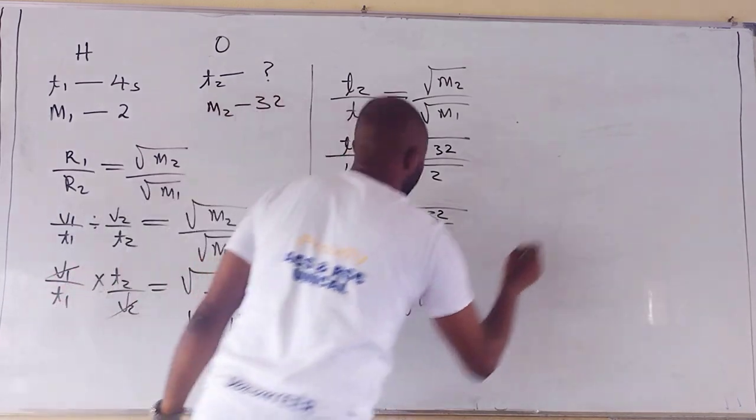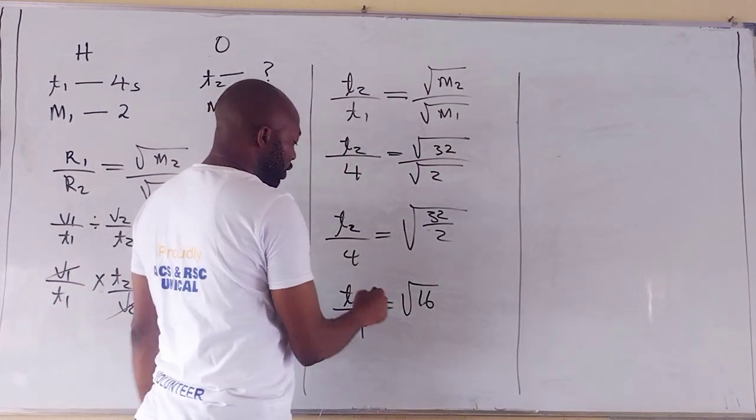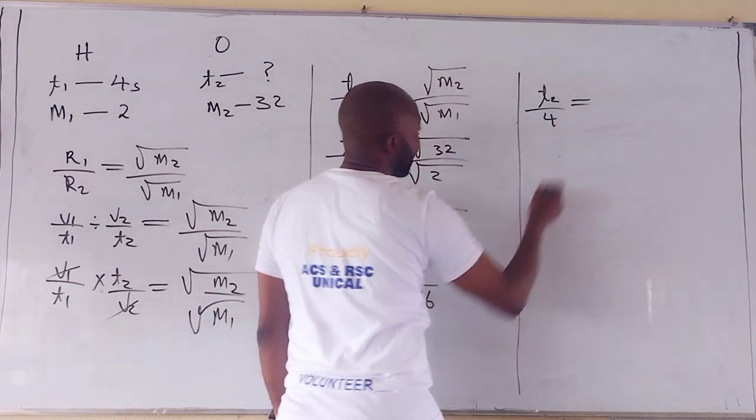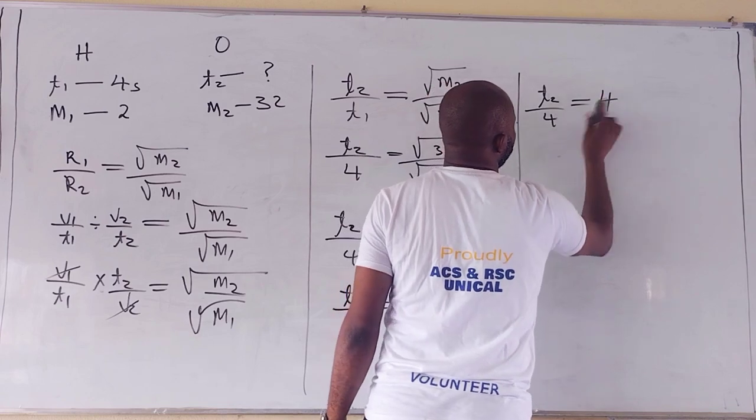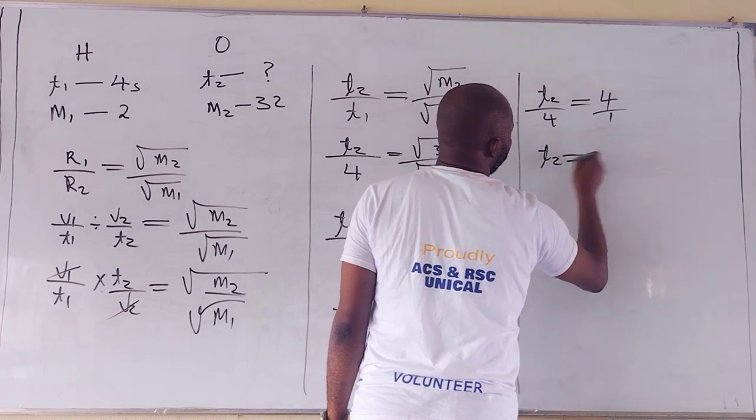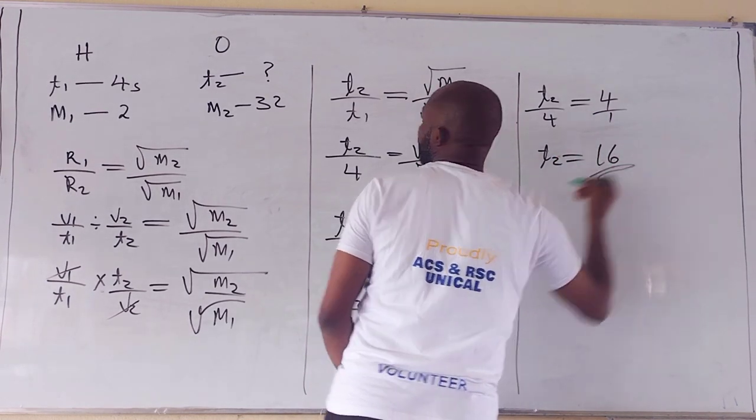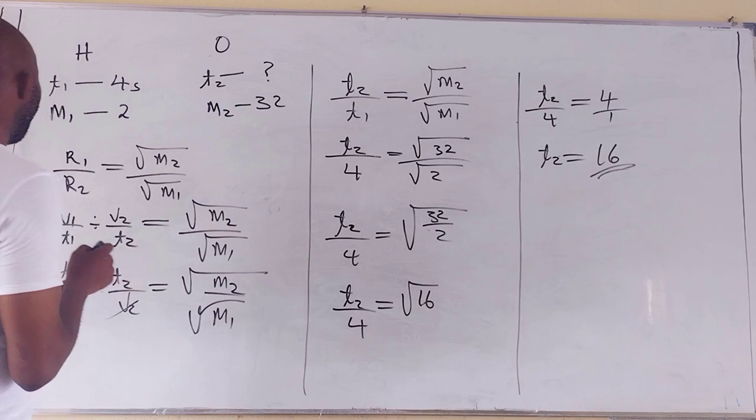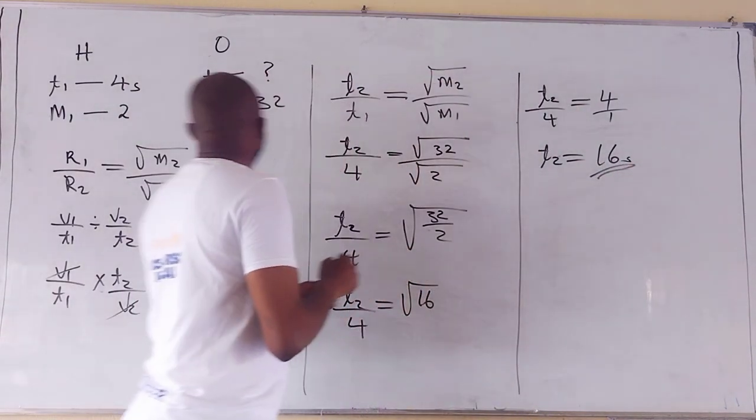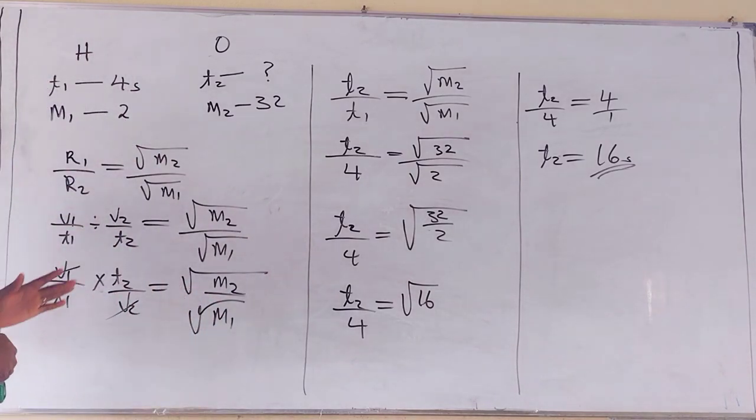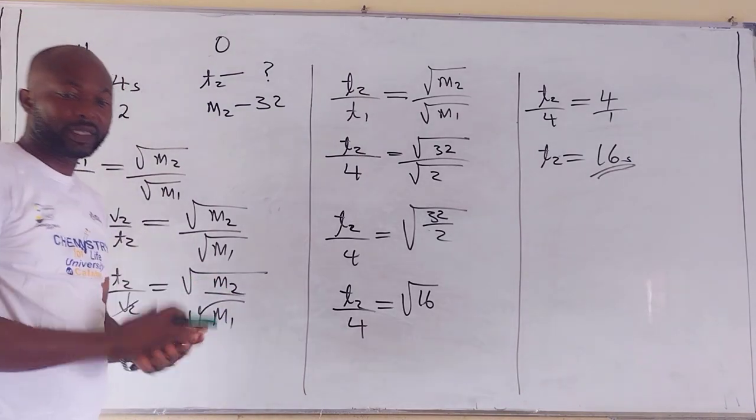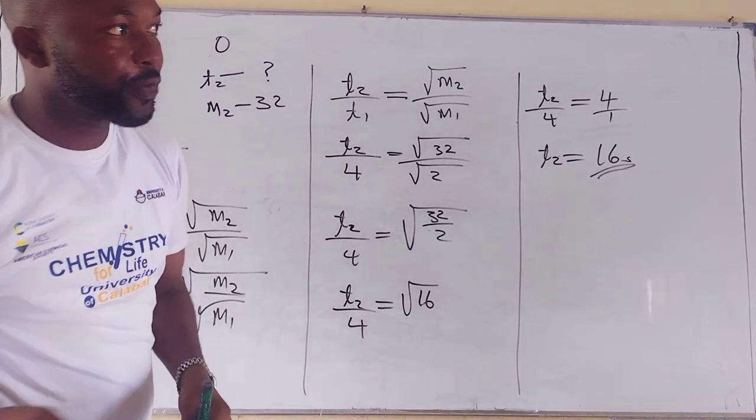T2 over 4 is equal to the root of 16, which is 4. So this is 4 over 1. By cross multiplication, T2 times 1 is T2, and 4 times 4 is 16. So when it takes 4 seconds for hydrogen to diffuse, it takes 16 seconds for oxygen. So that is that. Let us take our 5th question.